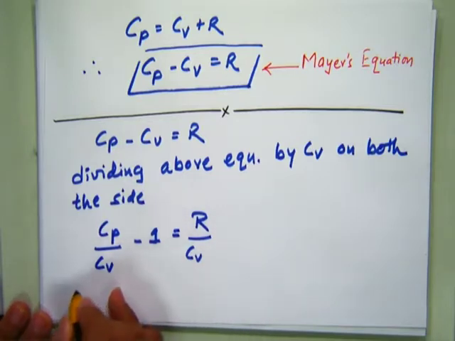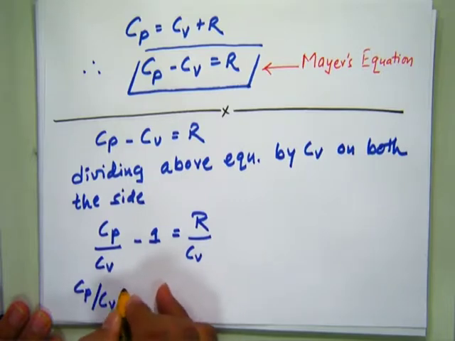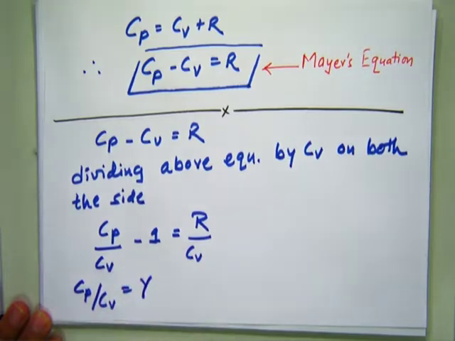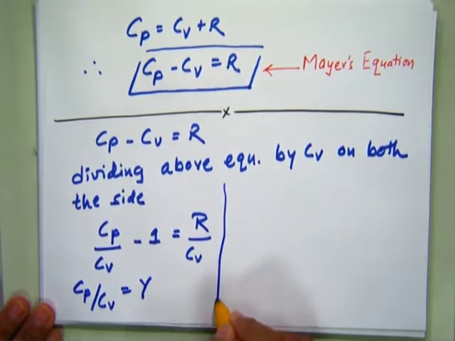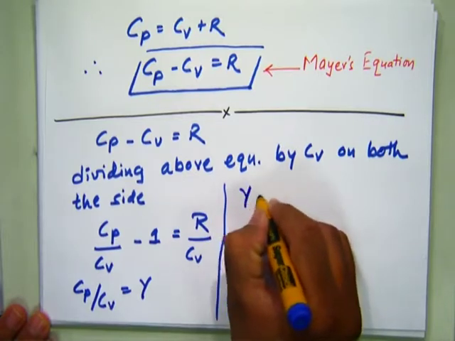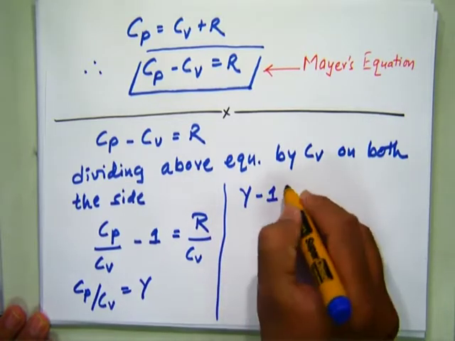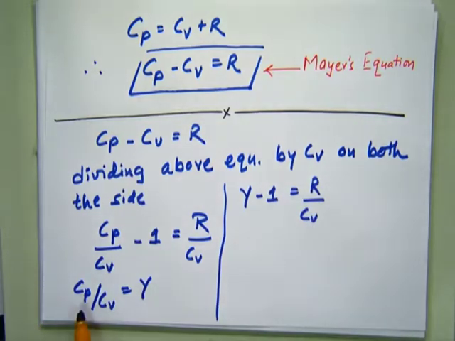We here define Cp by Cv is equal to gamma. If we define Cp by Cv is equal to gamma, then gamma minus 1 is equal to R by Cv. Putting this Cp minus Cv in gamma over here, gamma minus 1 is equal to R by Cv.